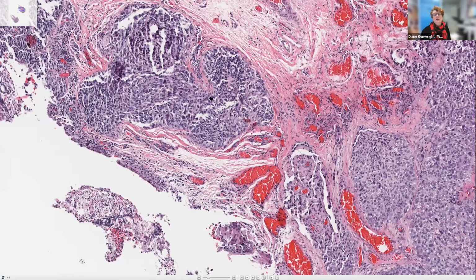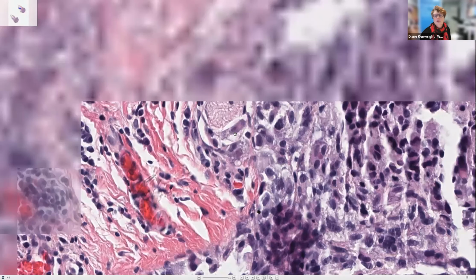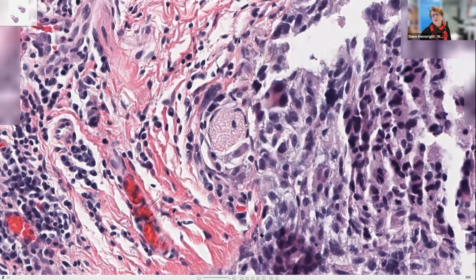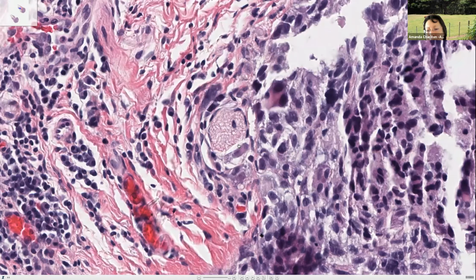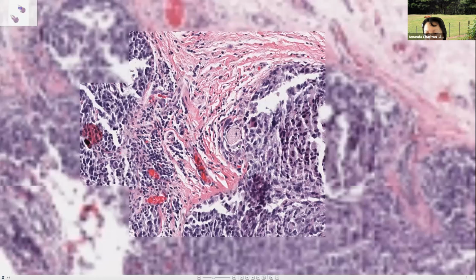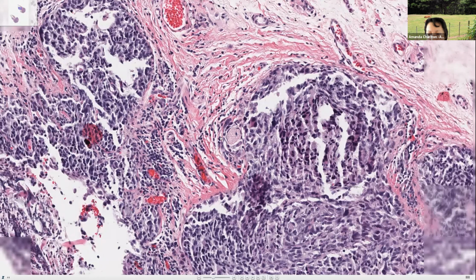I'm just looking because there's a little nerve here. Is that a nerve? Might be a nerve, right? Perineural invasion. Just waiting for that to render. I think it's just at the top. Oh yes, that's a little nerve. So that's axons looking directly end on. Yeah, it's got perineural invasion.